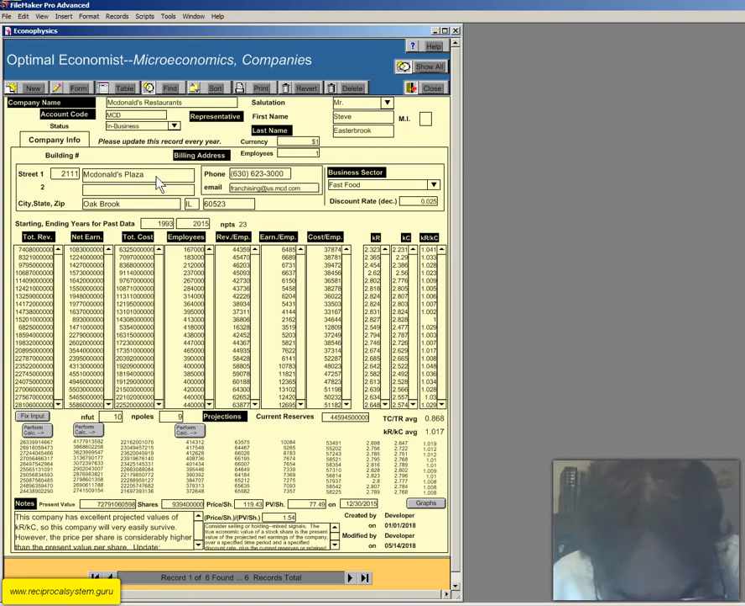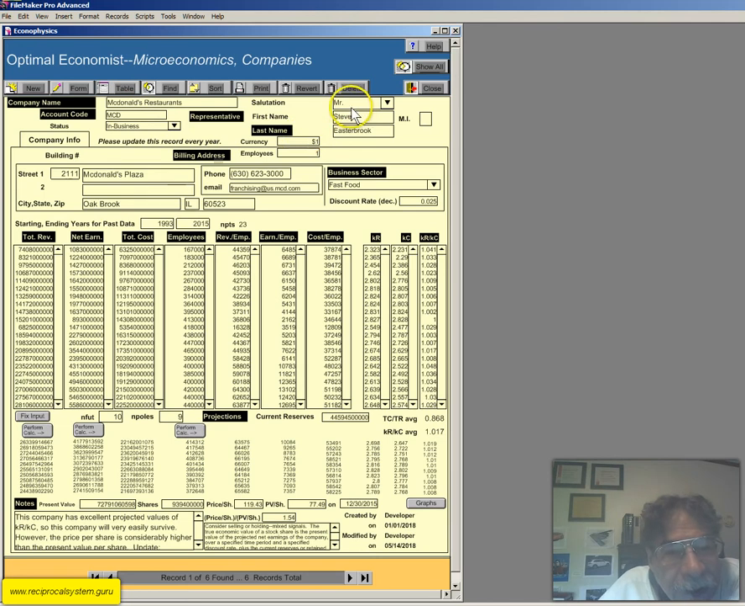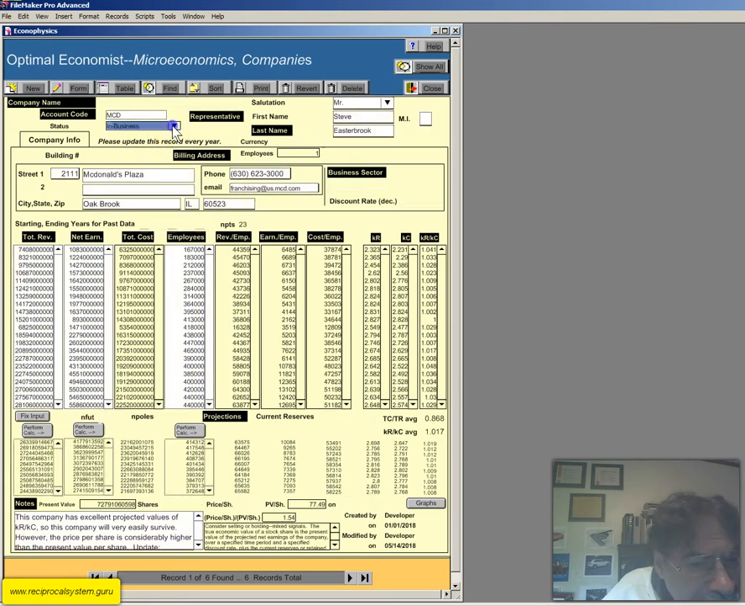I have 6 records in here, 3 pertaining to restaurants and 3 pertaining to retail outlets. These are sample records. So this first record here is for McDonald's restaurants. And at the time that I put this in, the president of the company was Steve Easterbrook. And I have this account code here, MCD, and the status in the business.